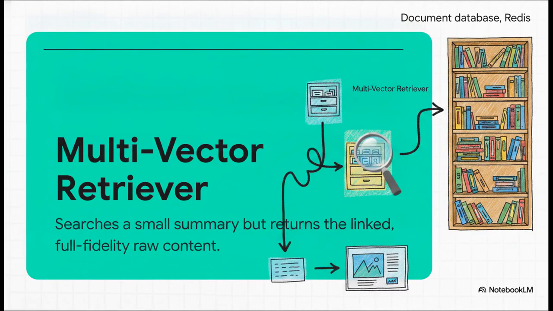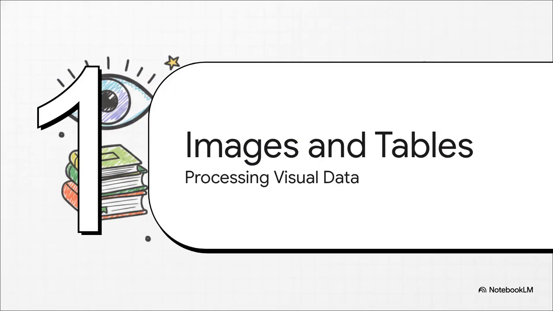Now, the brilliant glue holding all of this together is something called a multi-vector retriever. Honestly, just think of it like a physical library. The vector database, Chroma, is your small card catalog. It's incredibly fast for searching through short summaries. But once it finds the right card, it uses an ID link to point to the document database, Redis. Redis is the actual bookshelf holding the full, heavy, rich, raw data, like the high-resolution image of a chart itself. So you search the tiny summary, but you retrieve the full original file. Pretty clever, right?